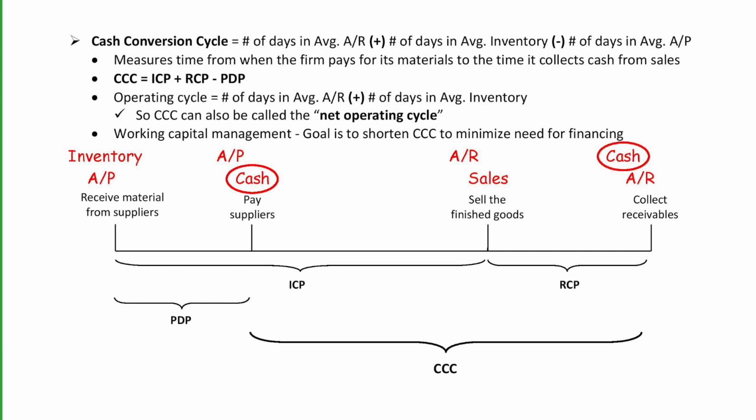So cash went out when you paid your suppliers and cash came in when you collected your receivables. So the cash conversion cycle is the difference in the timing between the payment to suppliers and collection from receivables. CCC, so right there, is equal to cash to cash. And this is also equal to ICP, that's your inventory conversion period, plus RCP, that's your receivables collection period, minus PDP, that's your payables deferral period.